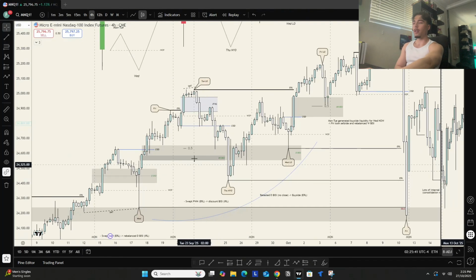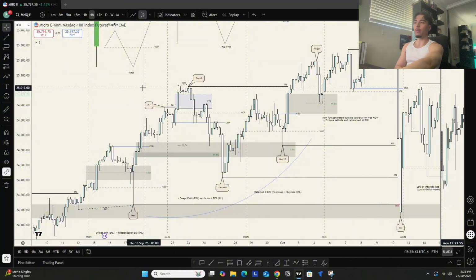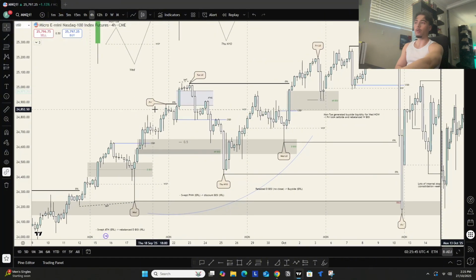So here you can see again, what did we see here? We saw this at the time. This would have been the all-time high. So all-time high, also Monday high right here. We obviously purged that high. We have our smart money technique at the top here.